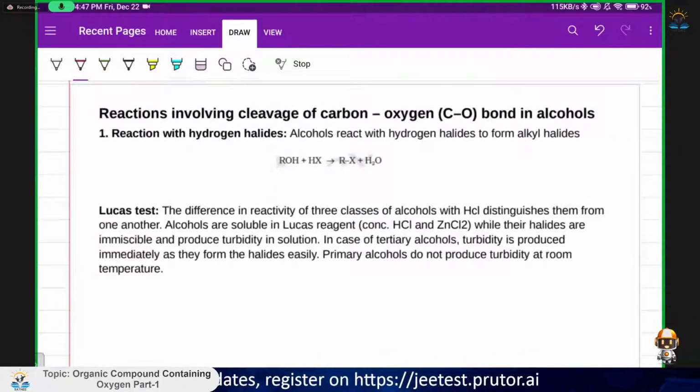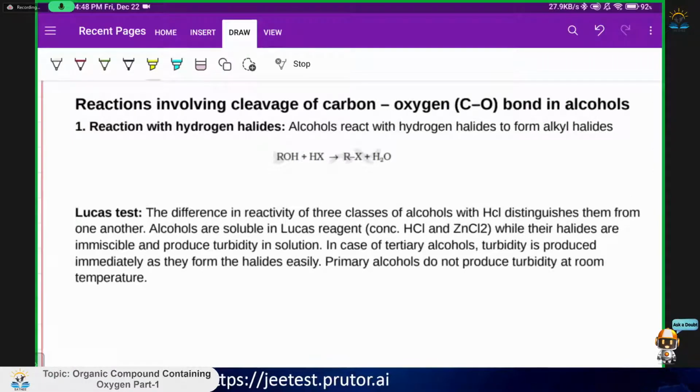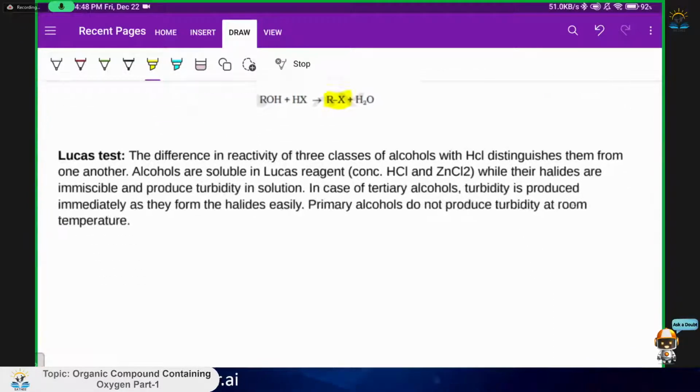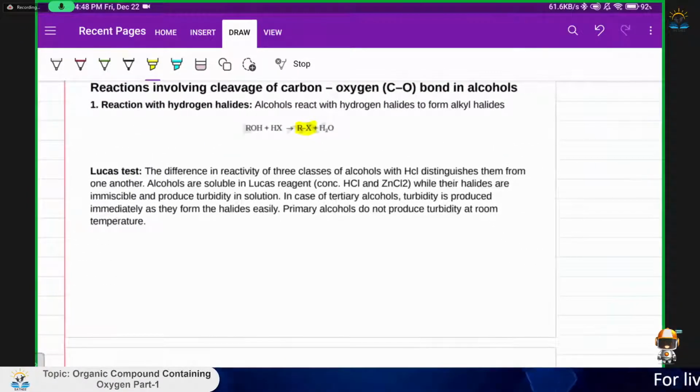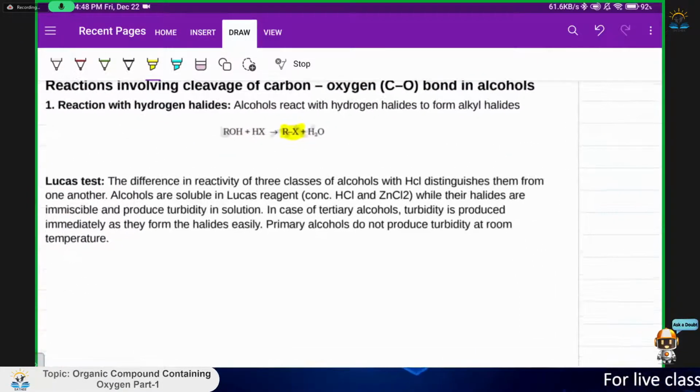Now reactions involving the C-O bond in alcohols. First, reaction with hydrogen halides. So alcohols react with hydrogen halides to form what? To form alkyl halides. So ROH reacts with HX to form RX. Lucas test. Differential reactivity of three classes of alcohols with HCl distinguishes them from one another. Alcohols are soluble in Lucas reagent. What is Lucas reagent? Concentrated HCl plus zinc chloride. That is known as Lucas reagent.